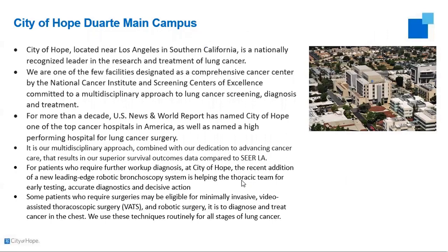City of Hope main campus is in the city of Duarte. We are located near Los Angeles in Southern California, and we are a nationally recognized leader in research and treatment of lung cancer. We are a designated comprehensive cancer center by the National Cancer Institute. And again, as mentioned, we are a screening center of excellence for lung cancer screening. We have been for more than a decade named as one of the top cancer hospitals in the United States by the US News and World Report. And we have been named as well as high performing hospital for lung cancer surgery.